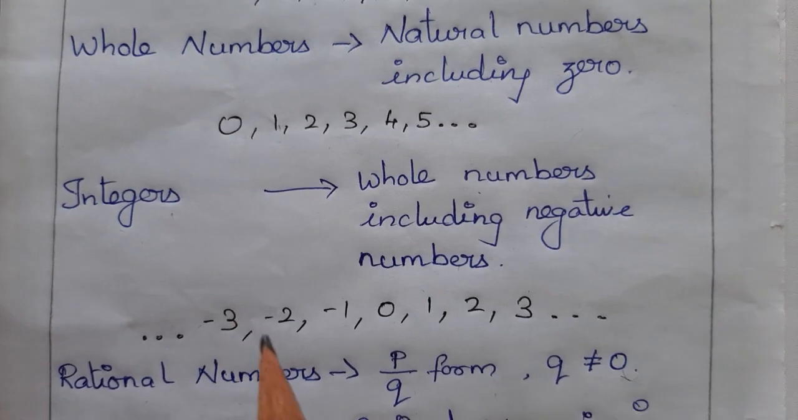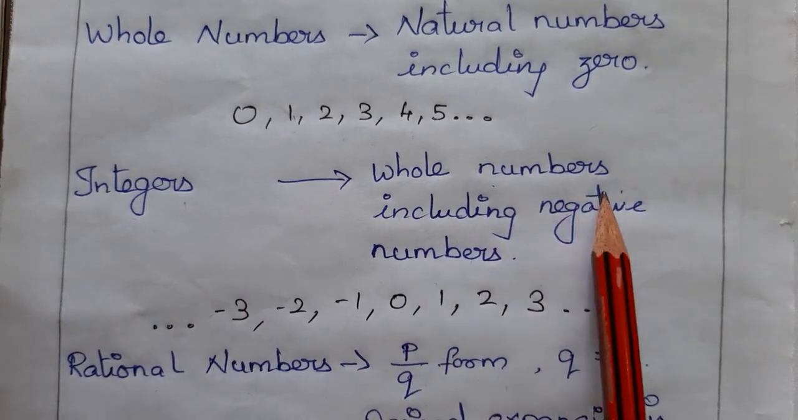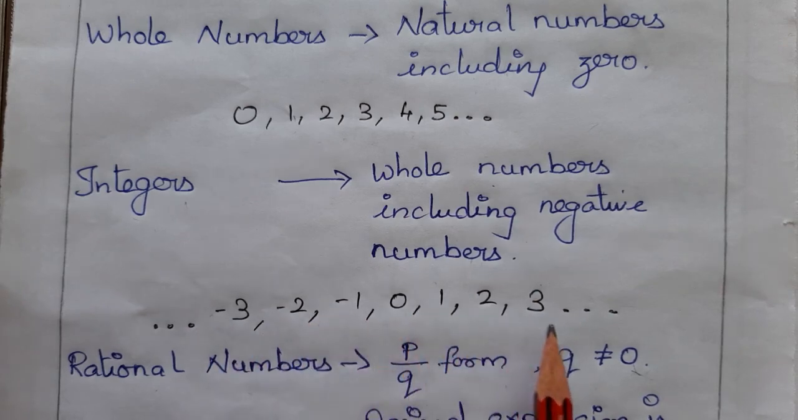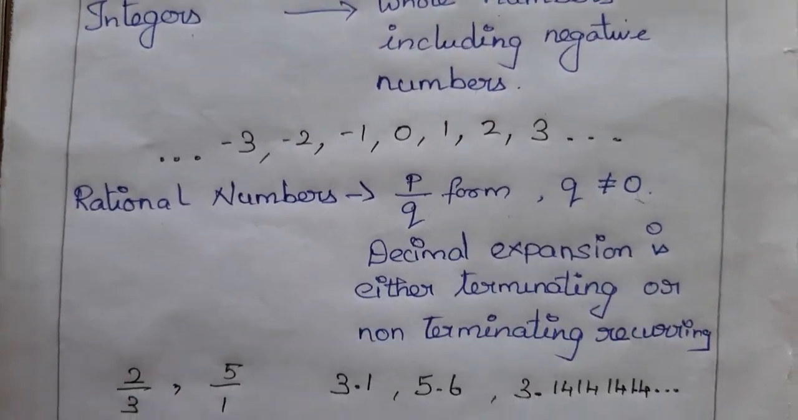And next is an integer. An integer is a whole number including negative numbers: minus 3, minus 2, minus 1, 0, 1, 2, 3 and it goes on. The negative side also goes on. Right? Next is a rational number.